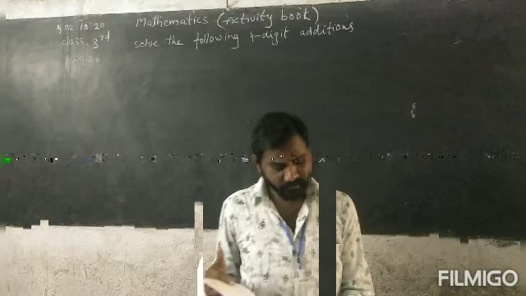9205. Next, 5416 plus 1000. You can get 6416.